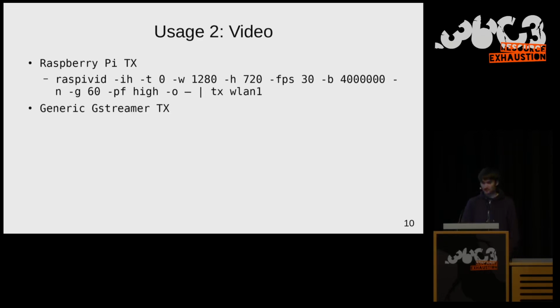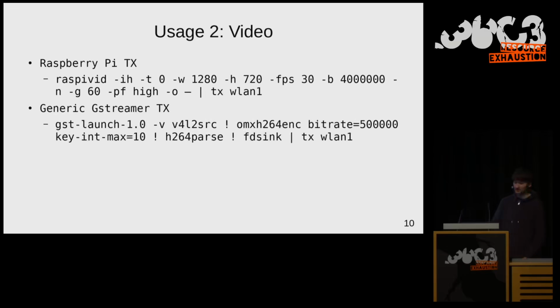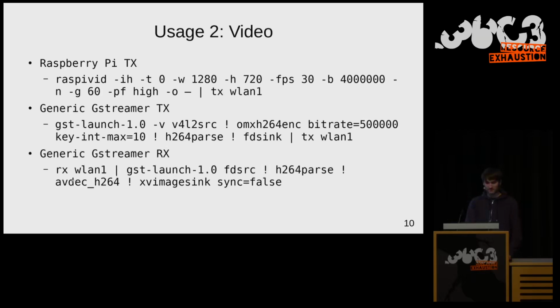There's another alternative. If you do not want to use a Raspberry Pi, you could simply use a GStreamer API call, which is pretty much the same thing. You capture from a Video for Linux device, compress it to H.264, and then output it to standard output and pipe that into the TX program. On the receiving end, you can do, again, the same in reverse. You use the RX program, pipe that into a GStreamer pipeline, and display that image onto your screen. And this is already a setup that is able to fly for you pretty well.